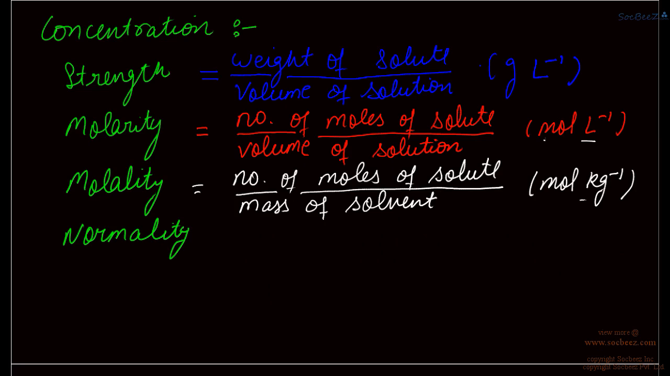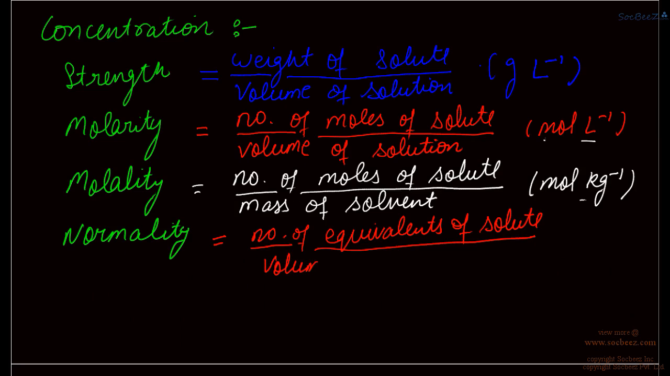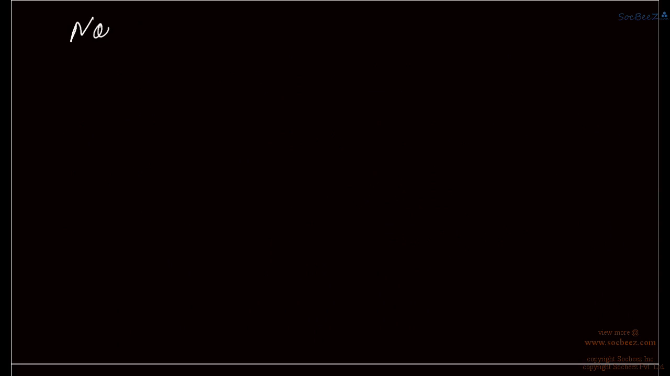And there is another term known as normality. Normality is number of equivalents of solute divided by volume of solution. Its unit is equivalent per liter. So, if we compare the formula for molarity and normality, we come to a conclusion that normality equals molarity into n factor.